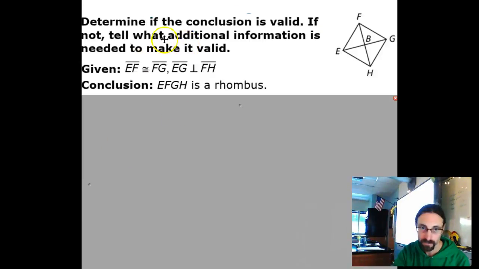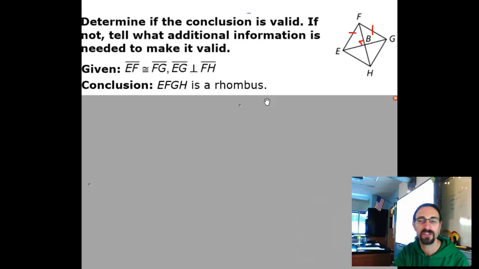So what does this look like? Take a look here. Determine if the conclusion is valid. If not, tell what additional pieces of information are needed to make it valid. It says given EF is congruent to FG. So let's label it EF and FG. I've got some congruent sides, looking like a rhombus. EG is perpendicular to FH. Conclusion, it's got to be a rhombus.